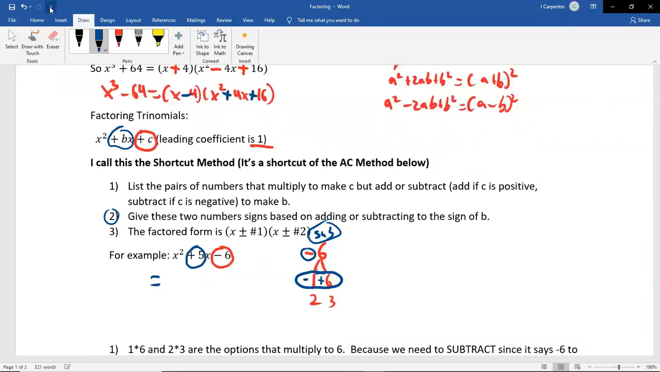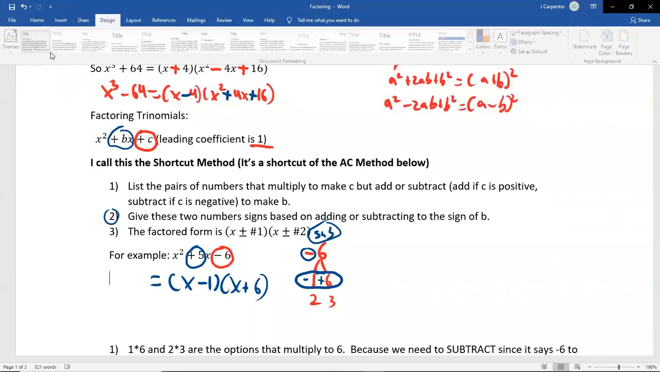So therefore the answer is x in the first spot of each parentheses, and then a minus 1 and a plus 6. Now check this out. You can go minus 1 and then plus 6, or you can put them in the opposite order. You can put the plus 6 first and the minus 1 last. It doesn't matter. I like to go in the order I see though, so I'll keep it the original way.